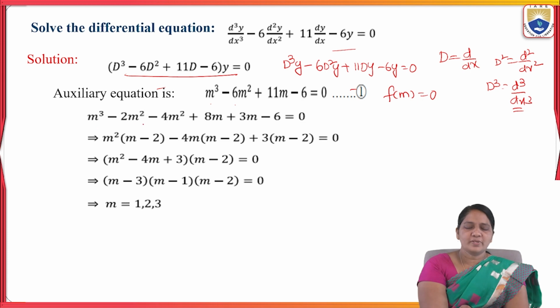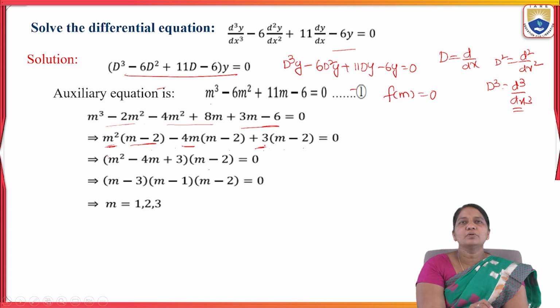Here m cube is there and m square is there. From these two terms, I take m square common. What do I get here? m minus 6. From the next two, I take 11m common; I get m minus 6 again... Then from these two values, I take 3 common, and I get m minus 2. In these 3 terms, I have m minus 2 common. Take it out: m minus 2, and here m squared minus 4m plus 3 equal to 0. So I can get the roots here.